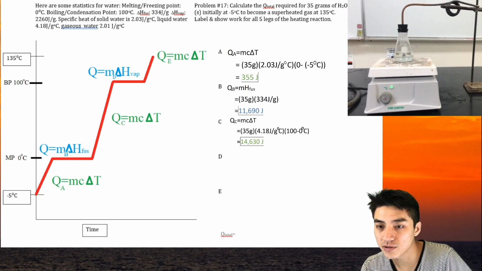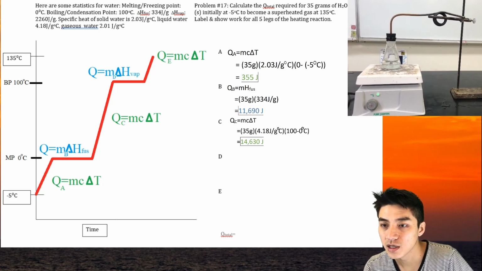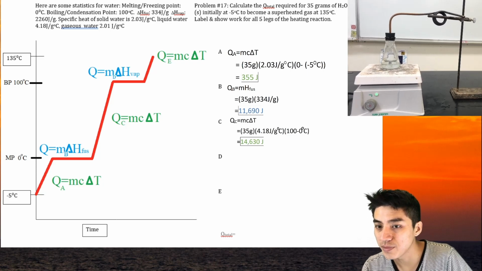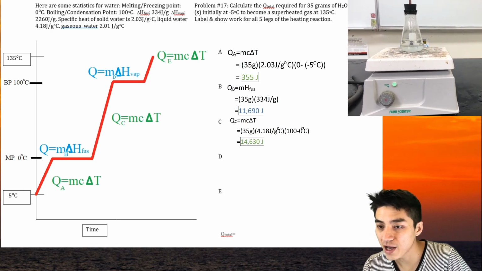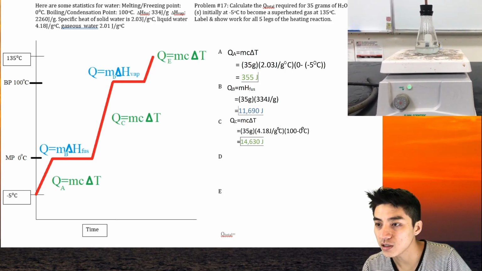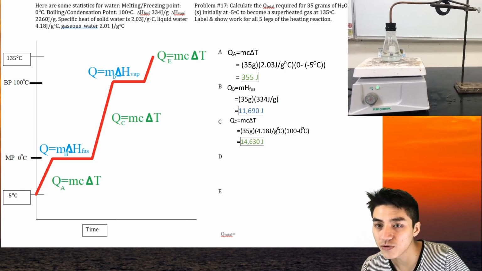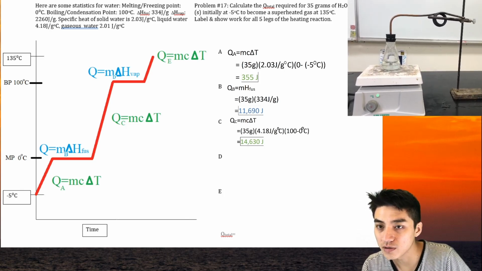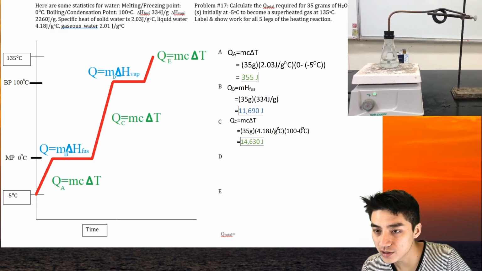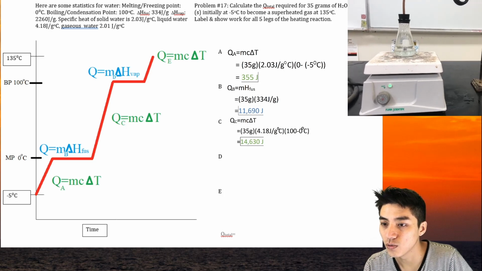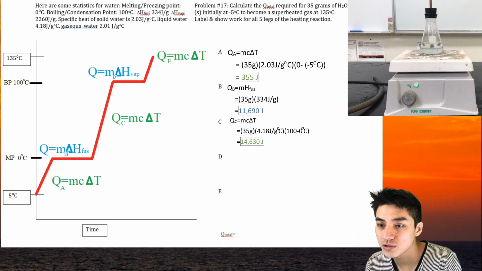Leg C represents the physical act of heating up the water from 0 degrees Celsius to 100 degrees Celsius. Because there's a temperature change again, we're going to switch back to the equation Q = mcΔT. Then we plug in our numbers. So for mass, 35. For specific heat, it's now 4.18 joules per gram Celsius. That's a number you've seen before. That represents the specific heat of liquid water, because in leg C it's now a liquid. And then for delta T, T final minus T initial, so 100 minus 0. Multiply those 3 numbers, you'll get 14,630 joules.